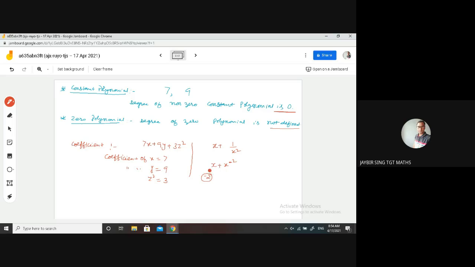Okay, because what is the definition of a polynomial? Powers of all the variables must be a non-negative integer. So because it is negative, it will not be a polynomial. You will have so many cases in the exercise.